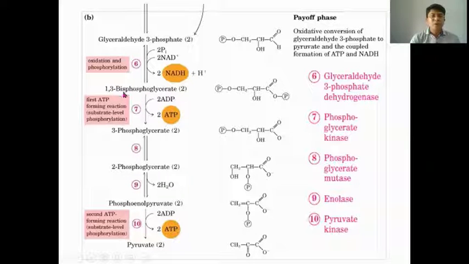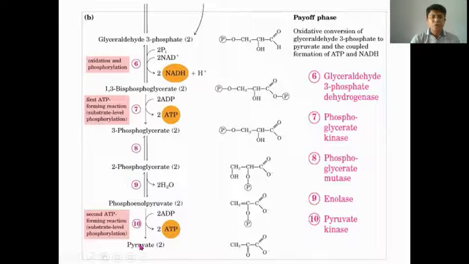Then from two molecules of 1,3-bisphosphoglycerate, 3-phosphoglycerate is formed by the action of phosphoglycerate kinase enzyme, which results in ATP synthesis. So here also two ATP are generated. The 3-phosphoglycerate molecule is then converted into 2-phosphoglycerate by the phosphoglycerate mutase enzyme. Then the 2-phosphoglycerate is converted into phosphoenol pyruvate by the enolase enzyme.